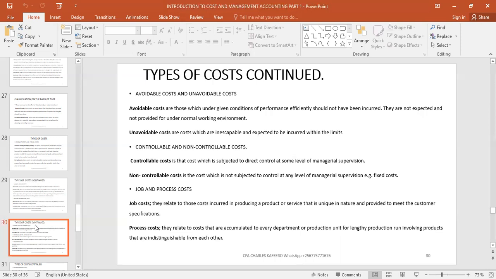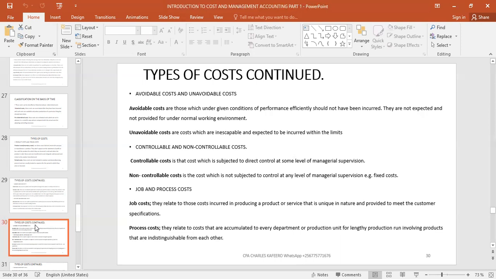Opposite to that are the non-controllable costs. These are the costs which are not subjected to control at any level of managerial supervision. We have the fixed costs. Those ones we don't have any control over, so we just have to settle them because we can't decide or we can't ignore them.